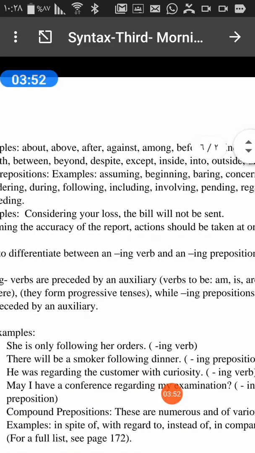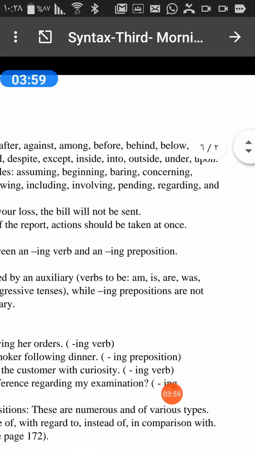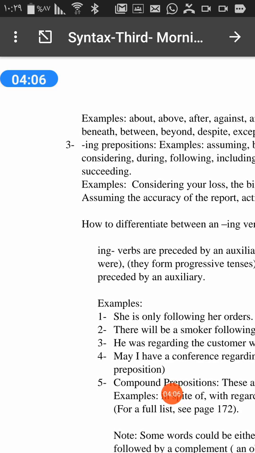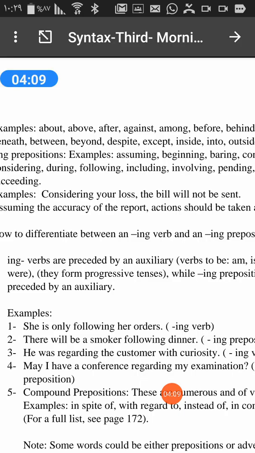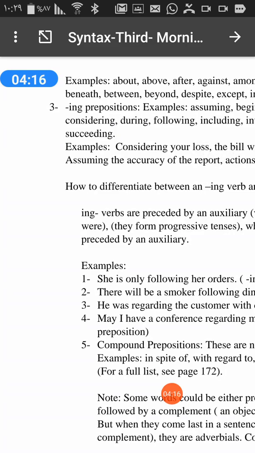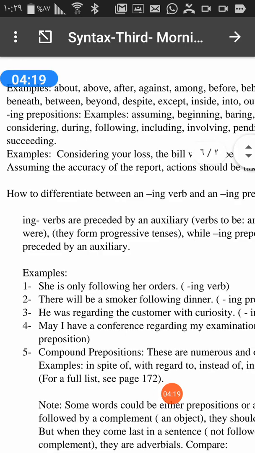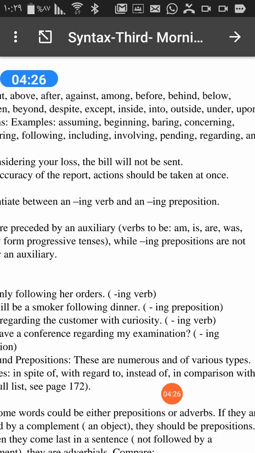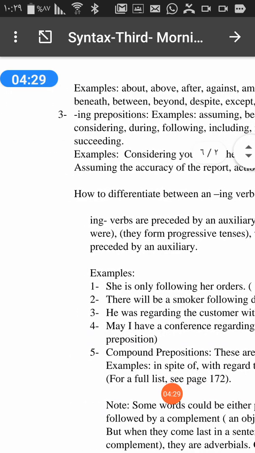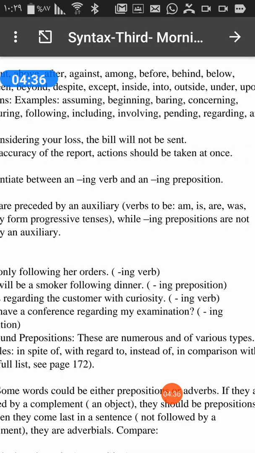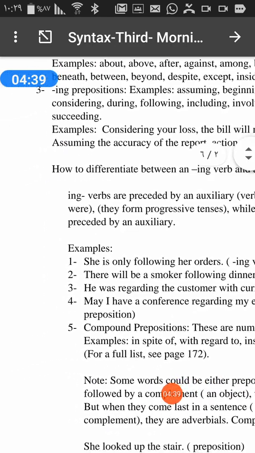Examples of this type are about, two syllables, about, above, after, against, among, before, behind, below, beneath, between, beyond, despite, except, inside, into, outside, under, etc. The third type of prepositions are called ing prepositions, حروف الجر التي تنتهي بالing. Examples are assuming, beginning, barring, concerning, considering, during, following, including, involving, pending, regarding, and succeeding.